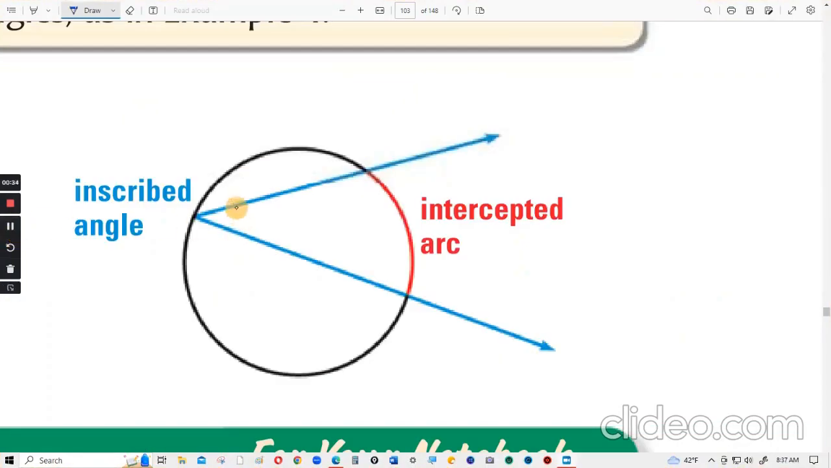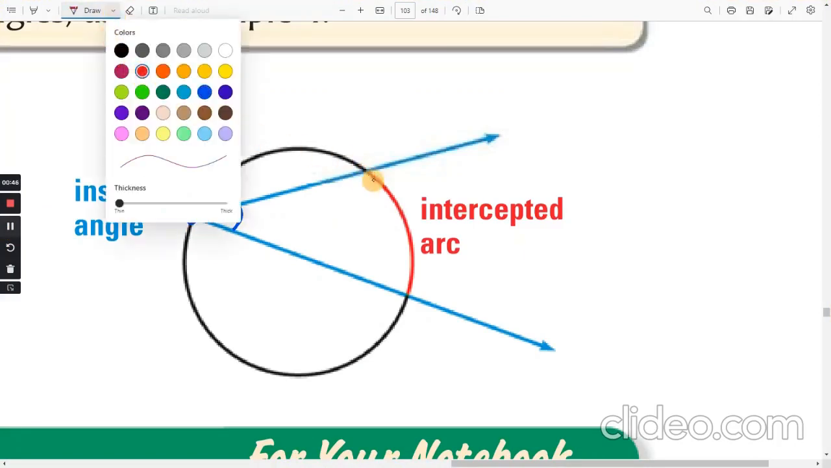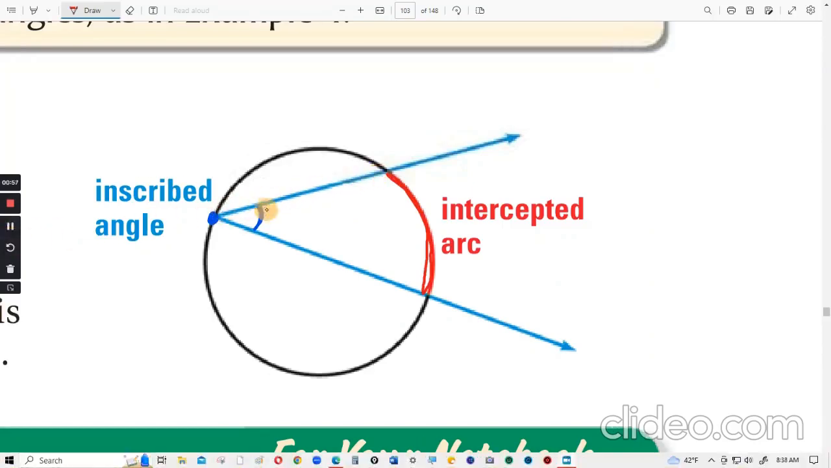Alright, so this right here is the inscribed angle. Notice the vertex is on the circle itself, and the arc that it intercepts is this arc right here in red. So that is the intercepted arc. The angle's sides contain chords of the circle.